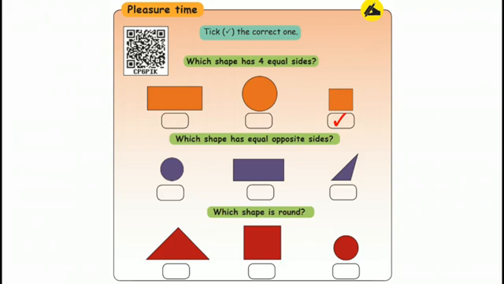Next, which shape has equal opposite sides? Circle, rectangle or triangle? Yes, rectangle. Rectangle has equal opposite sides. So tick rectangle shape. Next question. Which shape is round? Triangle, square or circle? Yes, circle shape is round. So tick the circle shape.